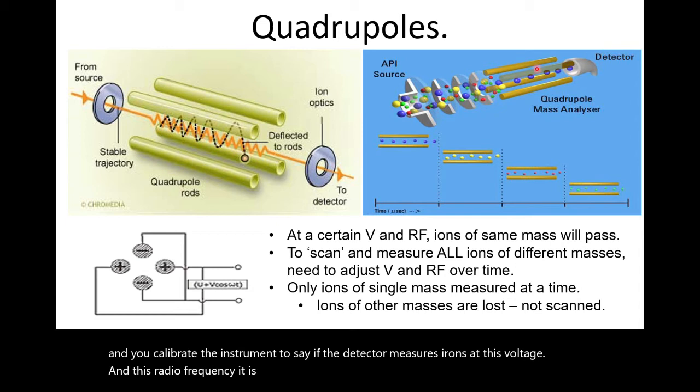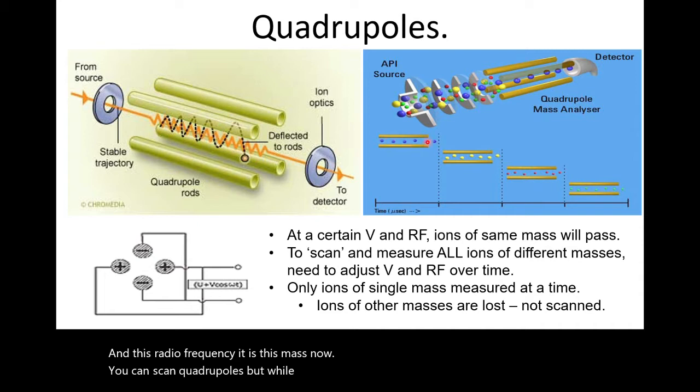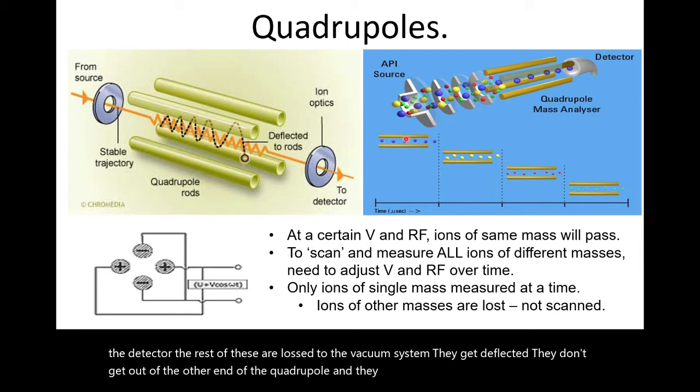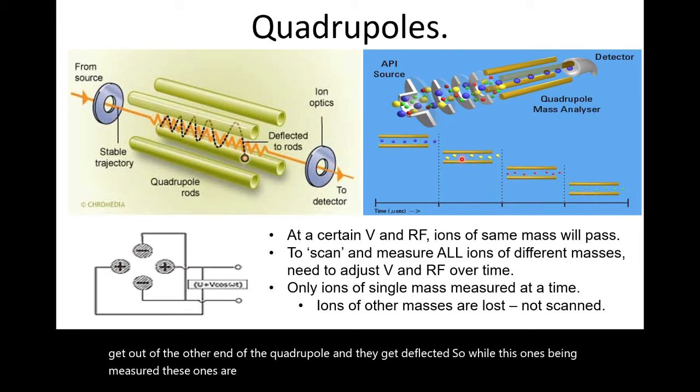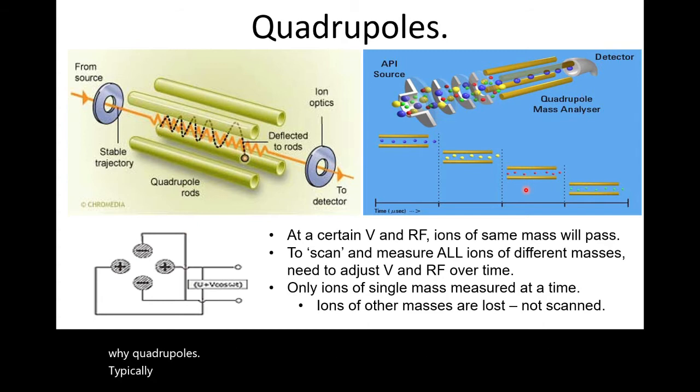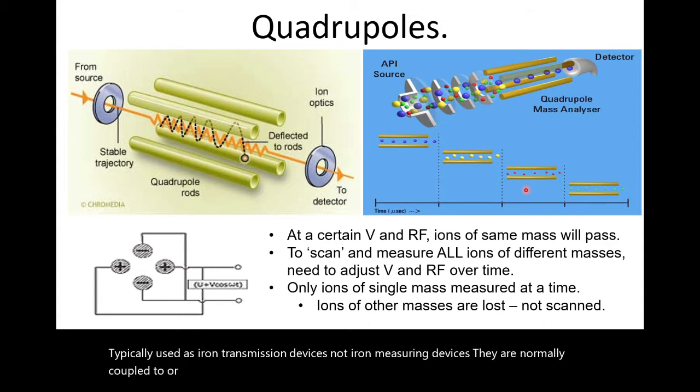Now, you can scan quadrupoles, but while you're scanning, while this one is being transmitted to the detector, the rest of these are lost to the vacuum system. They get deflected, they don't get out of the other end of the quadrupole. So while this one's being measured, these ones are not. While this one is being measured, this one is not, and neither are these two. So the scanning efficiency of a quadrupole is not very good, and this is why quadrupoles are typically used as ion transmission devices, not ion measuring devices. They are normally coupled to Orbitraps and TOFs.